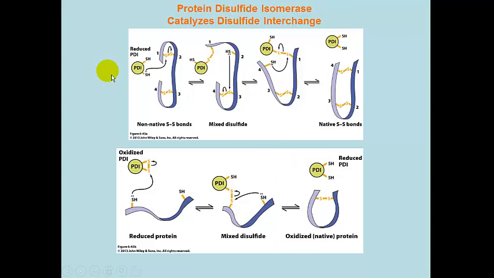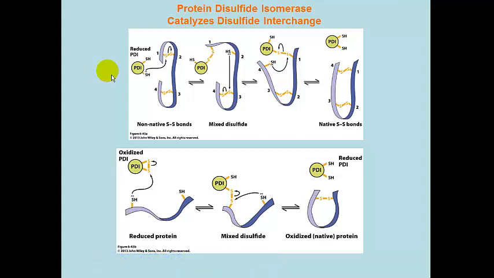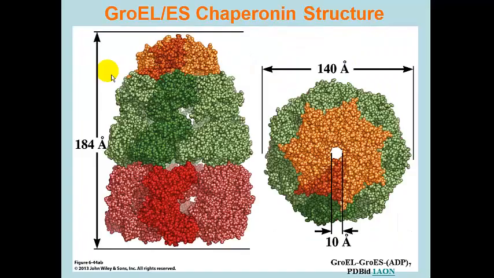Another class that's not shown here are the heat shock proteins, HSPs. That's a whole series of proteins whose job is to help other proteins fold when they get denatured. Usually these heat shock proteins get activated when there's high heat or high thermal elevation inside the cell. The GroEL, GroES.